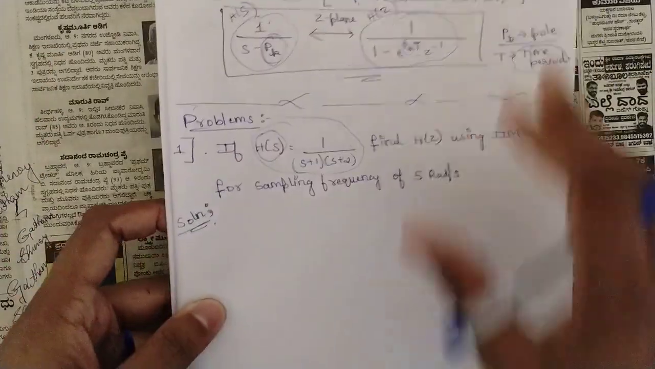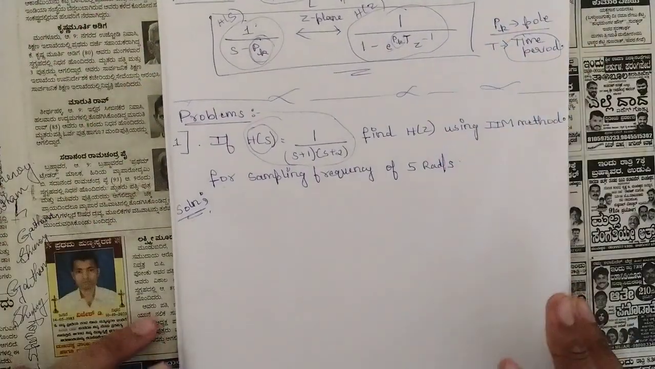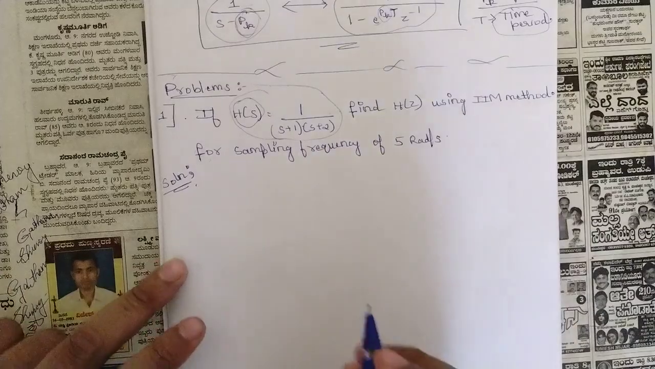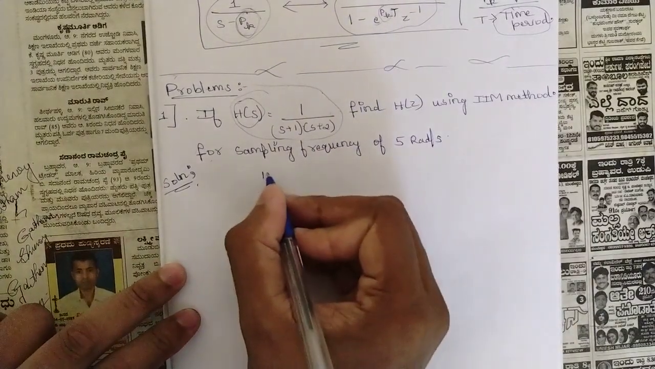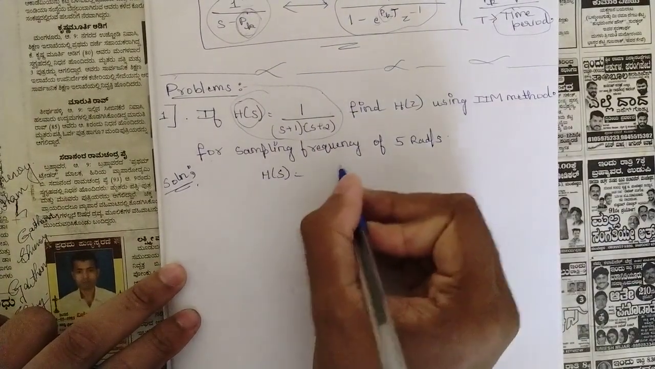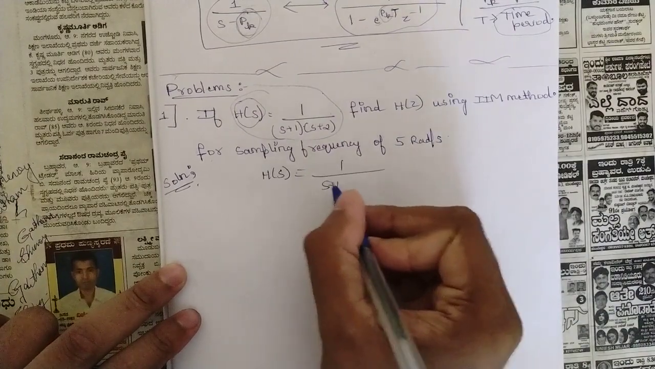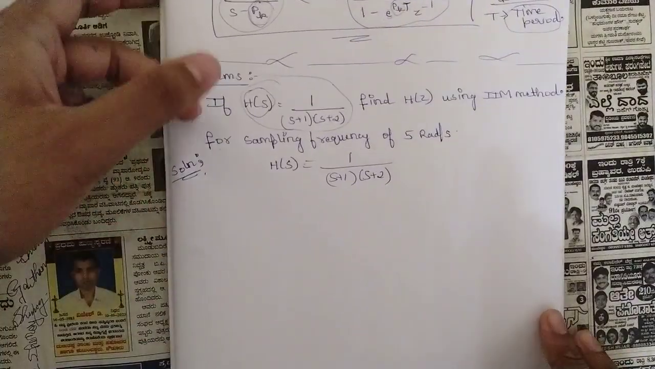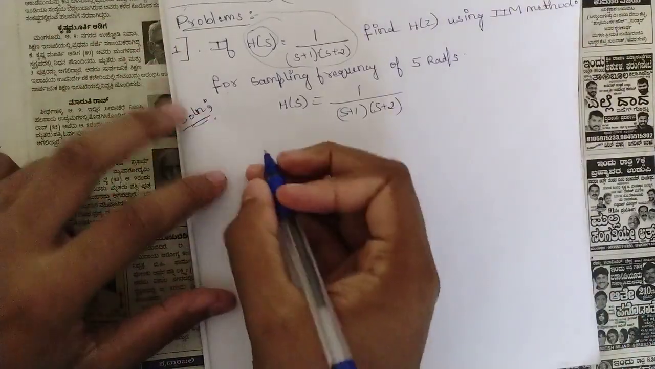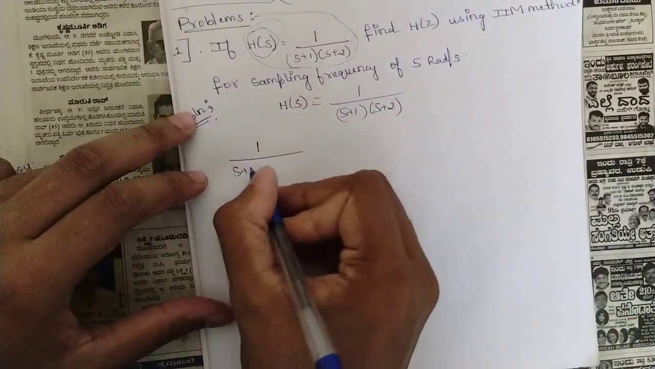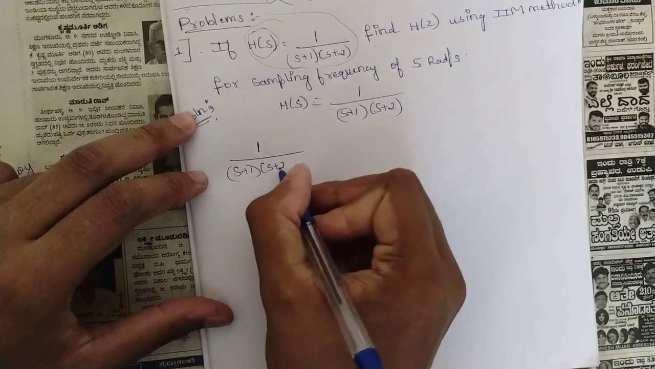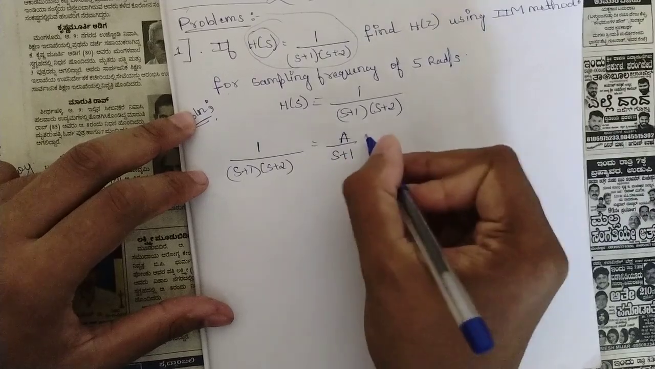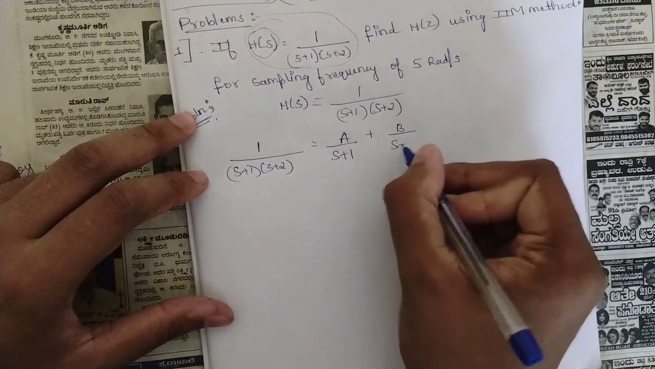We are going to solve two problems in this session, very interesting problems related to partial fractions. Without wasting much time, I'm going to solve it. Here they have given H(s) equal to 1 divided by (s plus 1) into (s plus 2), right? Now use the concept of partial fraction: 1 divided by (s plus 1)(s plus 2) is equal to, we can split it and write it as A divided by s plus 1 plus B divided by s plus 2, right?